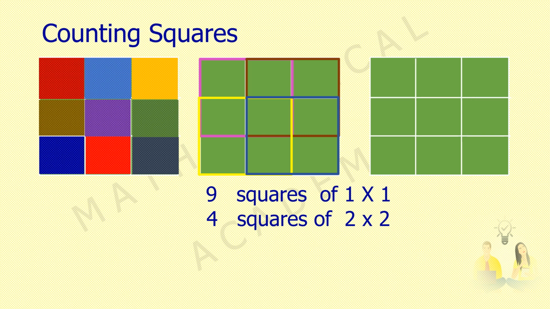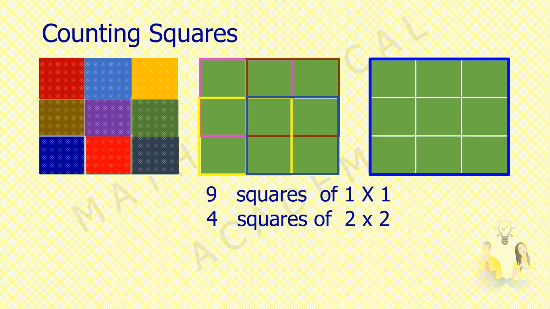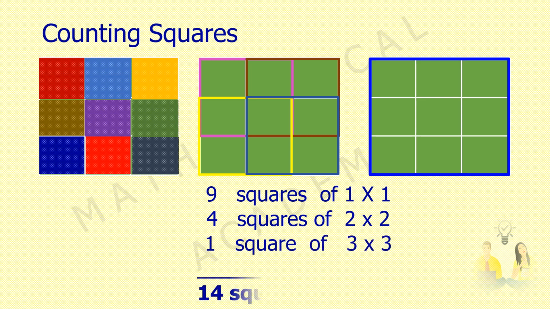Next size of the square is 3 by 3. We can have only one such square because the grid itself is a 3 by 3 grid. So that is the biggest possible size. We have one square of 3 by 3 and our total is 14 squares.